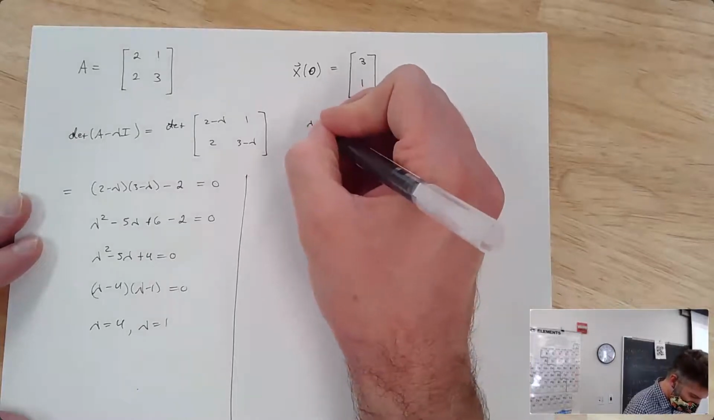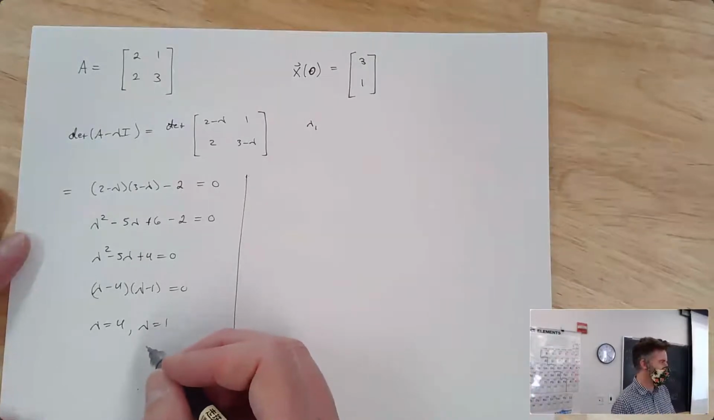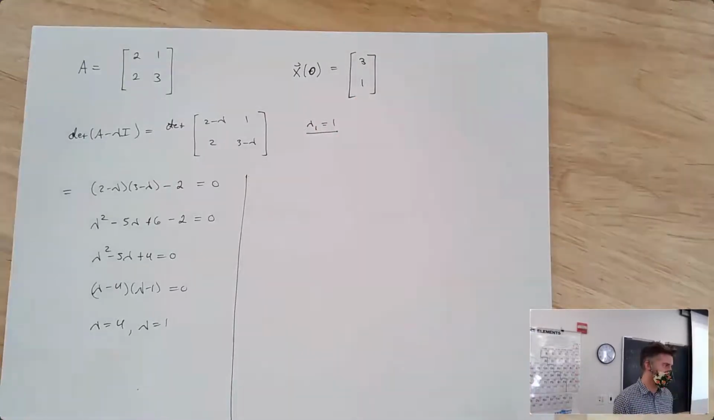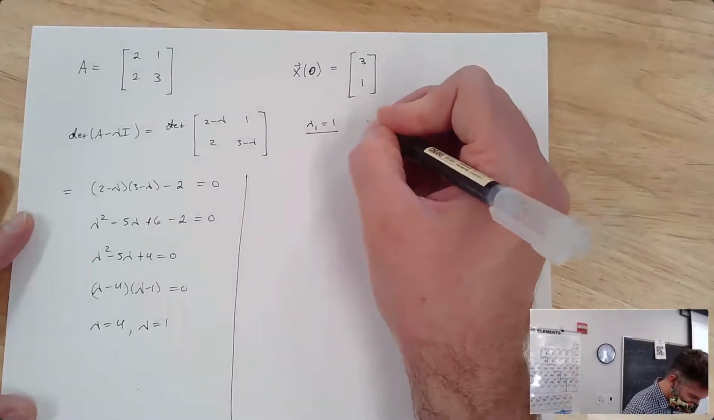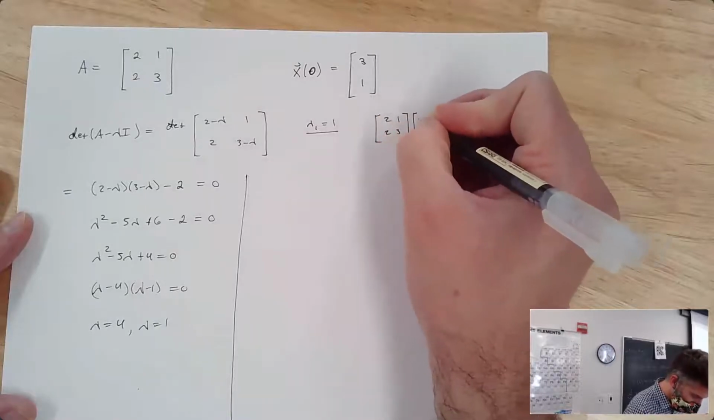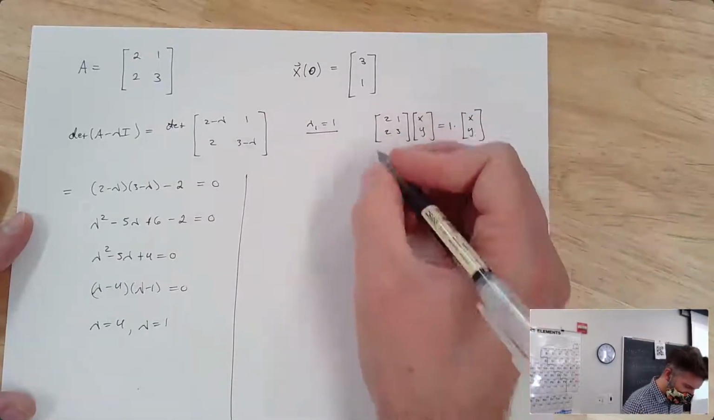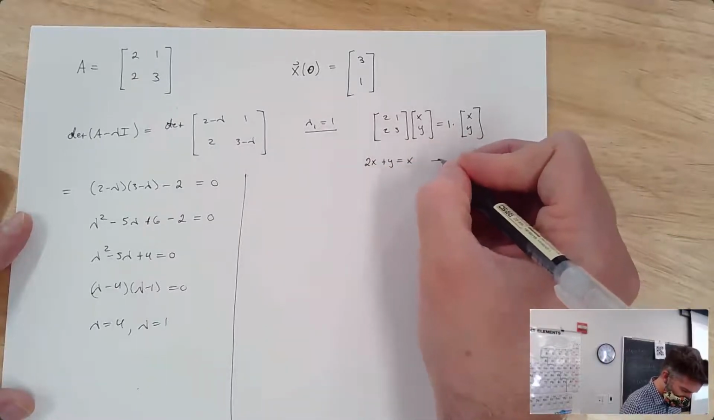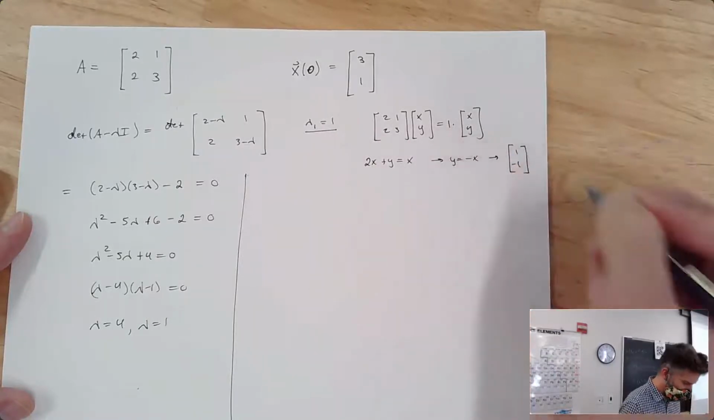For lambda 1, I would usually make lambda 1 the larger one, but it really feels weird to make lambda 1 equal to 4 and then lambda 2 equal to 1. So I would pick lambda 1 equal to 1. It doesn't really matter what you call them, but just be consistent. So lambda 1 is 1. So then finding the eigenvector, I'm going to have the matrix [2, 1; 2, 3] times my eigenvector equal to 1 times my eigenvector. And let's see, what have I got? I've got 2x plus y equal to x. So I've got y equal to negative x. So it looks like (1, negative 1) is a solid choice for the eigenvector.